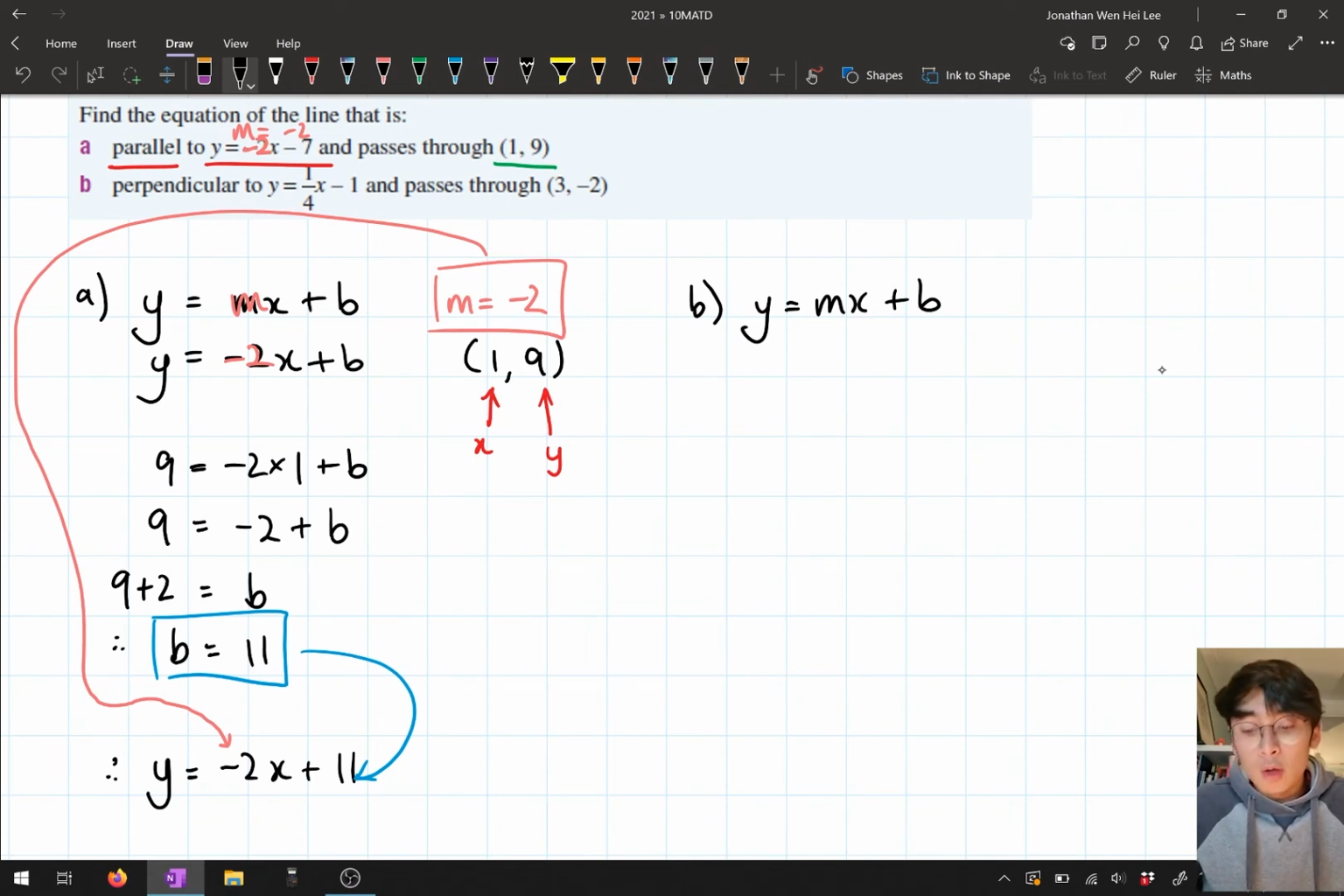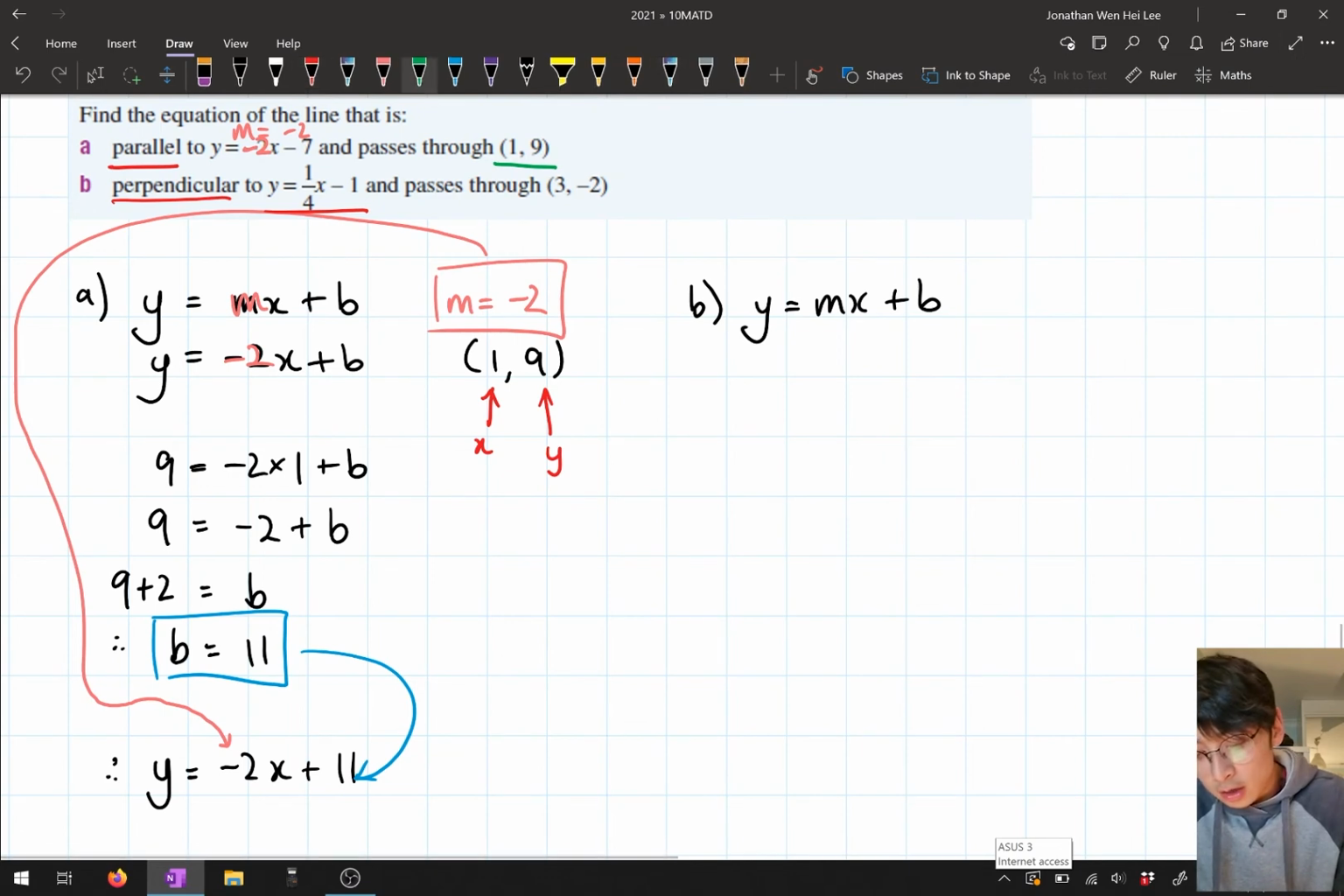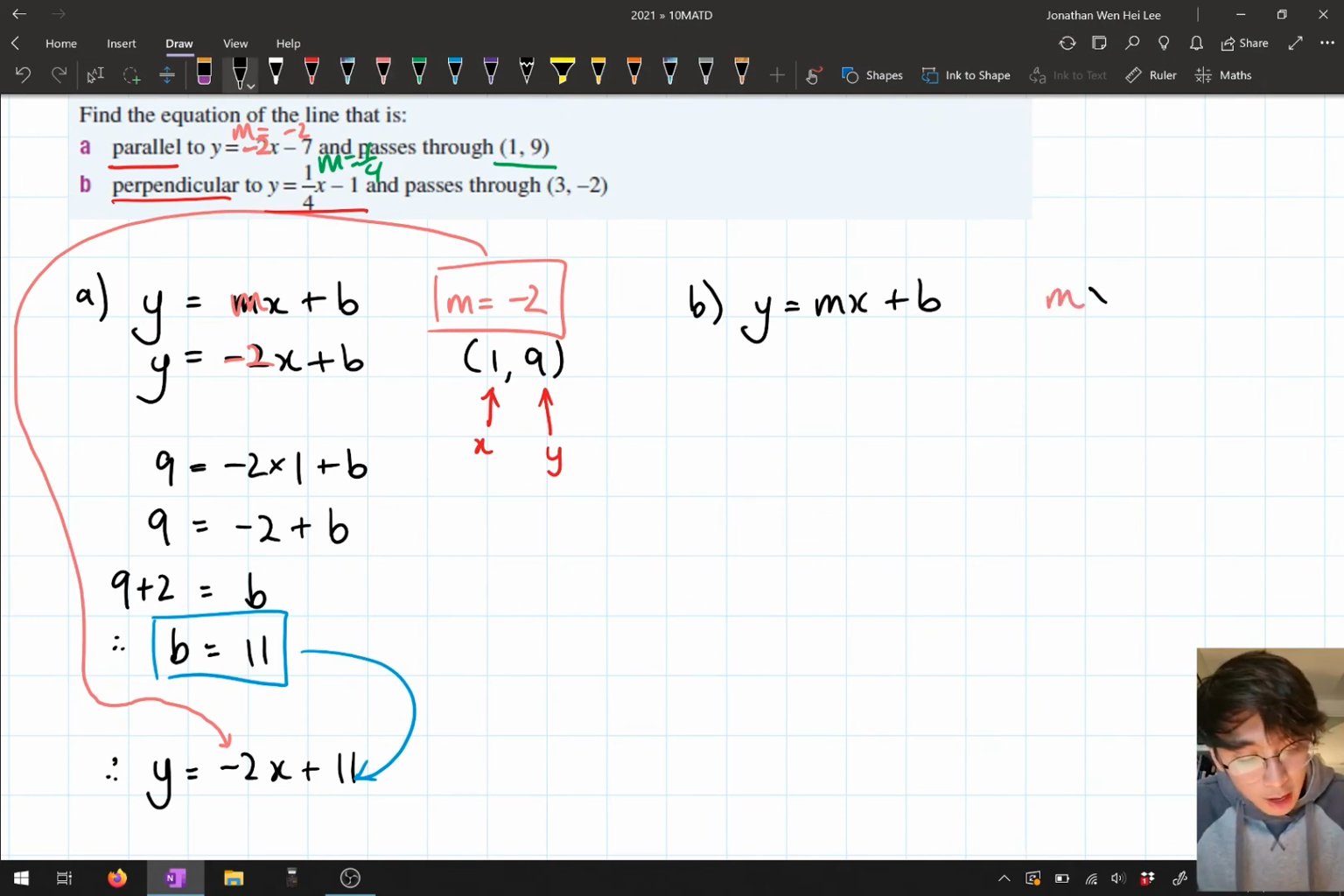Okay, from there, we want to find the gradient. For this one, we want to find the line that is perpendicular to y = 1/4 x - 1. If it's perpendicular, when the two gradients multiply, they will need to give me negative 1. This line has a gradient of 1 over 4. So my gradient m, when I multiply it with 1 over 4, needs to give me negative 1. If I want to get rid of that 1 over 4, I need to divide by 1 over 4. So this just becomes m = negative 1 divided by 1 over 4.